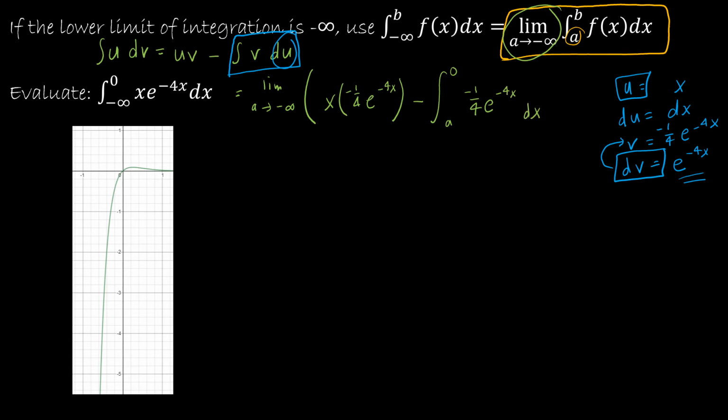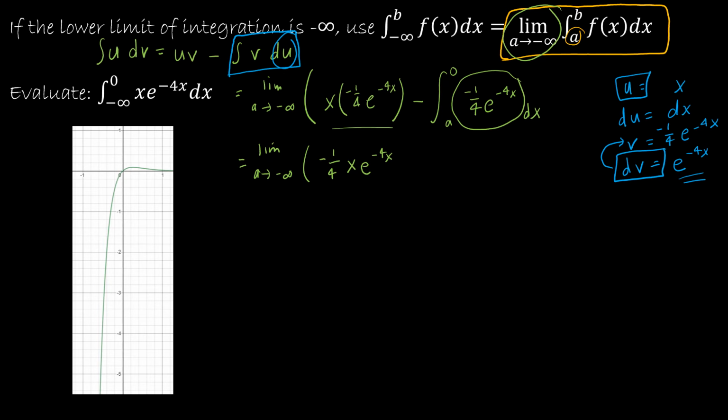And so now let's continue. The limit as a approaches negative infinity. Notice this guy's not in the integral anymore because we've already integrated that. So I'm just going to write it a little cleaner. Negative 1/4 x e to the negative 4x. And then I'm going to integrate negative 1/4 e to the negative 4x. And I have to do that same process I did before.